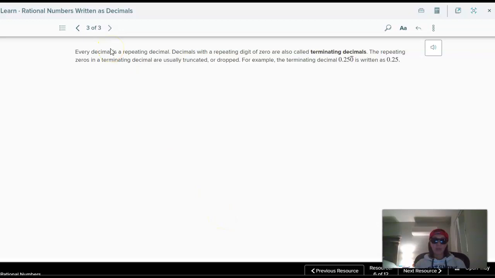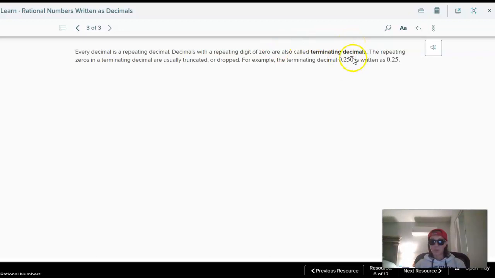Now, again, I don't like the way this book says it. Every decimal is a repeating decimal. Decimals with a repeating digit of 0 are called terminating decimals. Technically, almost every other text and every other mathematician is going to call them terminating decimals. If it's anything other than 0 that repeats, then it's a repeating decimal. Otherwise, it's a terminating decimal.